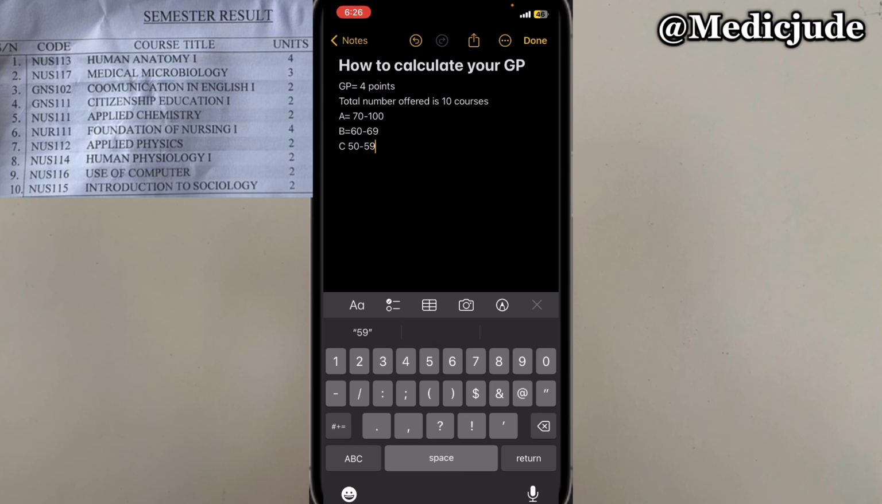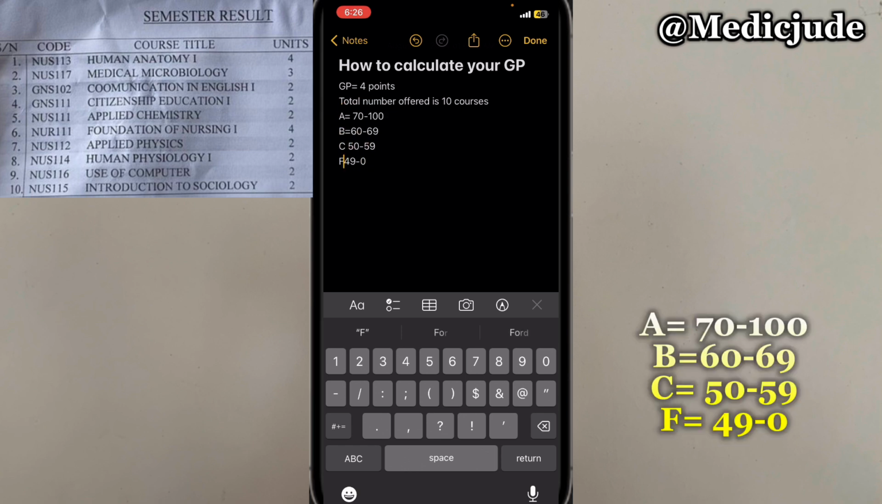To show you how demanding it is, you can actually see there is no D. You're having C, and after C, you're having F. So if you're getting below 50, you're in the F system. So here we have 49 to 0. So 49 to 0 is the F. That's the first thing you need to place into consideration.